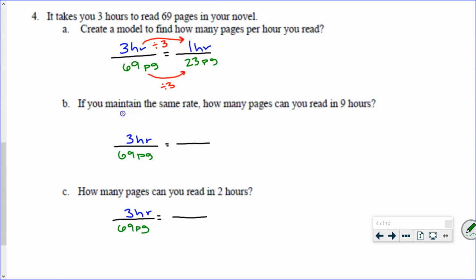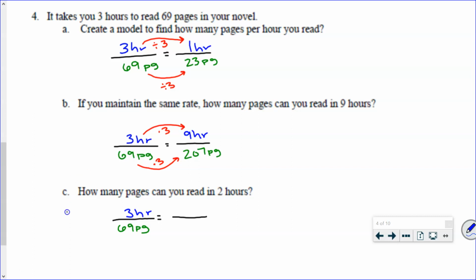If you maintain the same rate, how many pages can you read in 9 hours? So again, now I'm changing the 3 hours into 9 hours. Do I need the simplified ratio here? No, because can you easily change a 3 into a 9? How do you change a 3 into a 9, Lance? Multiply by 3. So what should I be doing down here with this 69? Multiplying by 3. Good thing you have calculators. When you plug 69 times 3 into your calculator, what do you get, Kate and M? 207. I didn't actually calculate it myself. Is that correct, guys? 207 pages.